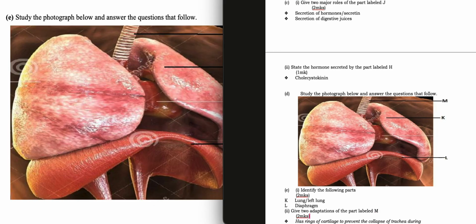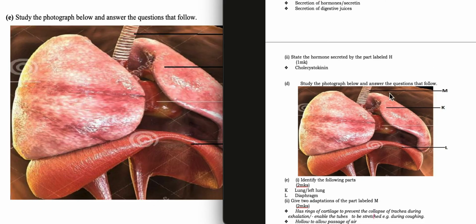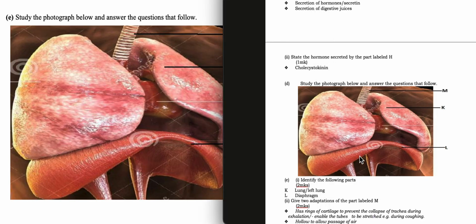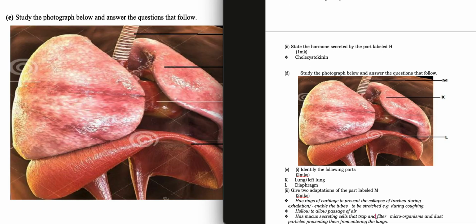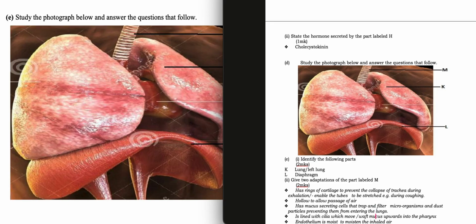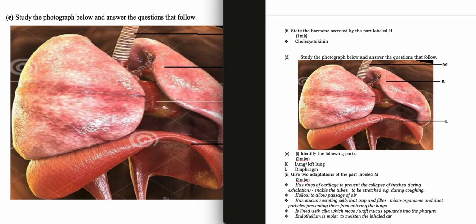Part 2, give two adaptations of the part labeled M. This is M. It has rings of cartilage to prevent collapse of the trachea during exertion. It enables the tube to be stretched, for example, during coughing. It is hollow to allow passage of air. It has mucus-secreting cells that trap and filter microorganisms and dust particles, preventing them from entering the lungs.